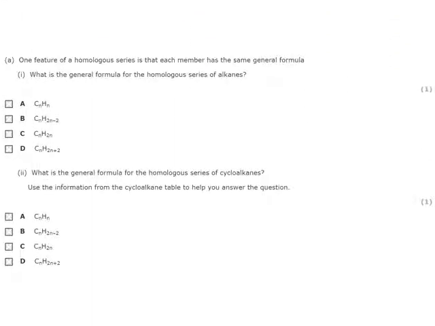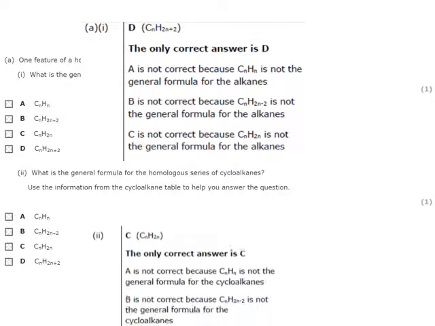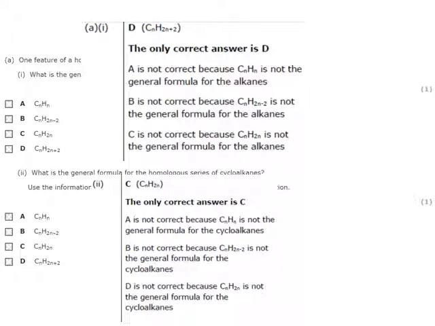Okay, so give yourself 2 minutes to answer these questions, and then press pause, and then play after for the answer. Okay, so the general formula for the alkanes, you should know this, is CnH2n+2. And then the general formula for cycloalkanes, you won't know this. It's not something you're required to know, but you should be able to work it out using the table. And if you use the table on the previous slide, then you'll find out that it is CnH2n. Now you want to count the carbons and the hydrogens and find out what the ratio is there.